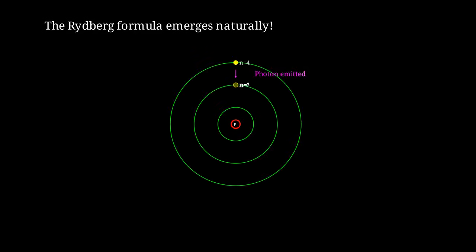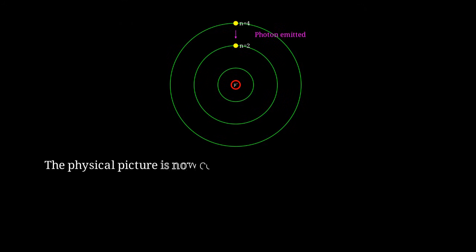When an electron jumps from orbit n equals 4 down to orbit n equals 2, it emits a photon whose wavelength is given by the Rydberg formula with n sub 1 equals 2 and n sub 2 equals 4. This produces the H-beta line at 486 nanometers. We now have a complete physical picture. The atom has quantized energy levels. Transitions between these levels produce photons. The wavelengths of these photons follow the Rydberg formula because of the 1 over n squared energy dependence.